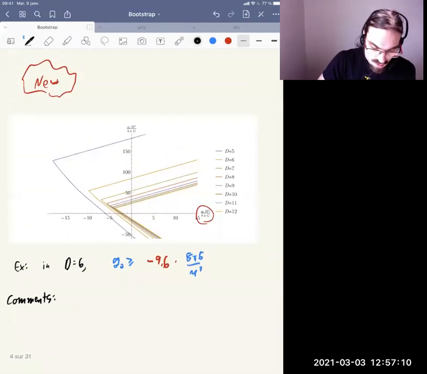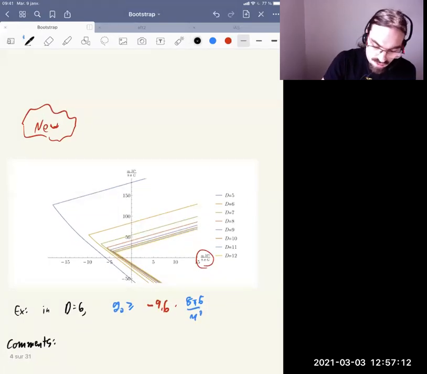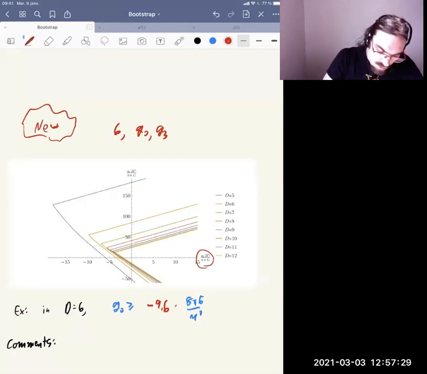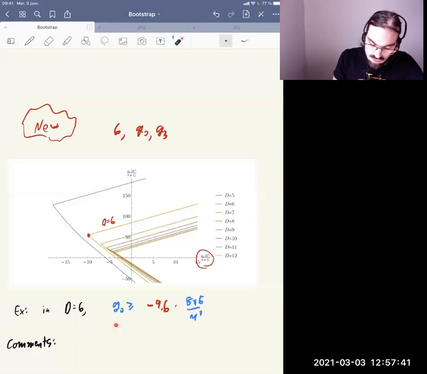Let me show what is new: we can do this exclusion plot in gravity. On the axis, I'm going to show the ratio of G2 and G. This plot includes the three couplings that we introduced so far in the talk, G, G2, and G3. I'm showing you the allowed region. These are just different space-time dimensions. Let's focus on D equals 6 here. As you see, there's a tip on the left. This is the lower bound I was mentioning: G2 must be greater than some number like this.